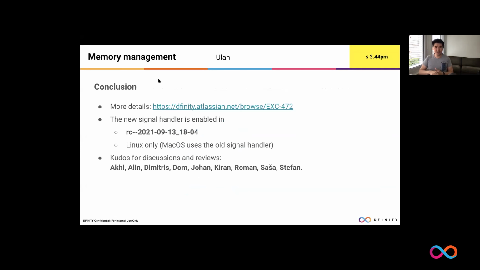And there is a conclusion on the last slide, which is the current state. I put a link to the actual work that was done. It will be in this release that's rolling out this week. It's only Linux because of the platform-specific bits that I used. macOS still uses the old signal handler. And thanks to all folks who helped with discussions and reviews.